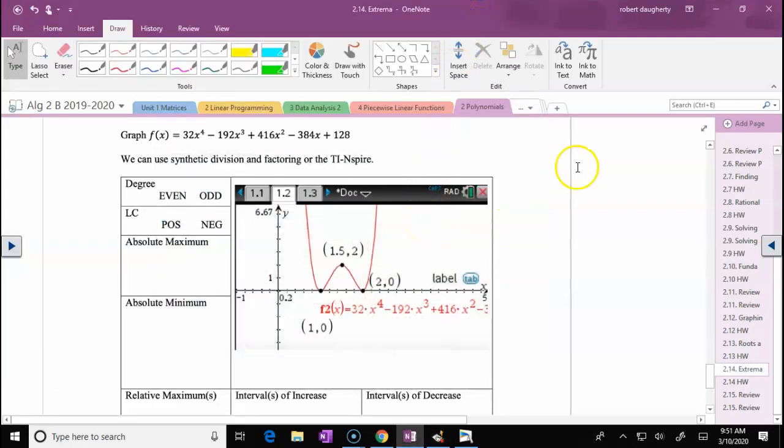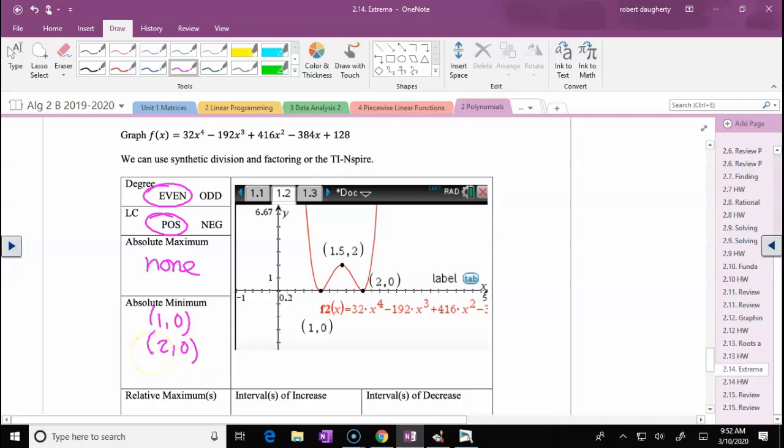So let's do this before we end up here today. Let's look at this example. So here's one that came from the TI. Is that even or an odd function? Even degree. The leading coefficient is what? Positive. Absolute maximum? None. Absolute minimum? Is there an absolute minimum? There are how many of them? 2. They are where? Yeah, 1, 0, and 2, 0.